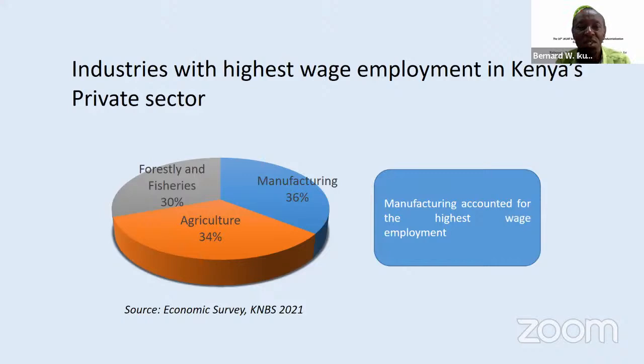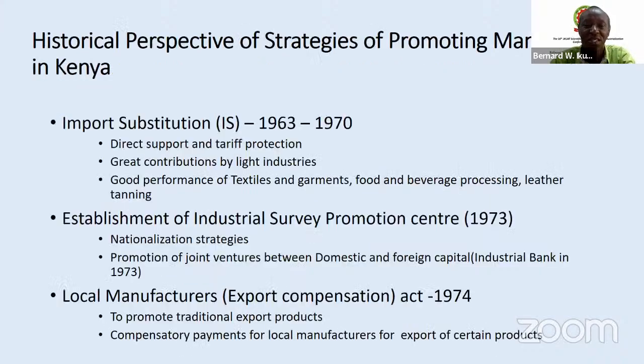But having said that, we also note that when it comes to wage employment in Kenya, manufacturing contributes the highest. These are the three major contributors to wage employment: forestry and fisheries, agriculture, and manufacturing. So agriculture and manufacturing are about the same, but manufacturing has the highest. So it means that it has a key role, or it has a great effect upon our society.